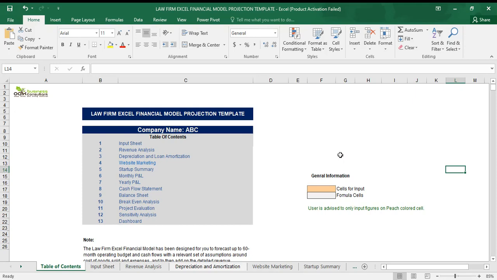Today we are back with a new Excel template and this time it is for the law firms. In order to review this model, we are going to go through these 13 different sheets.